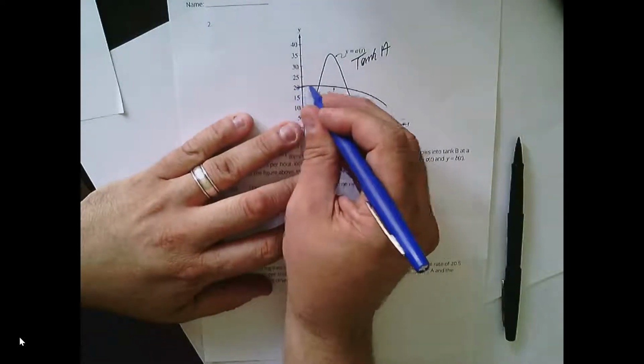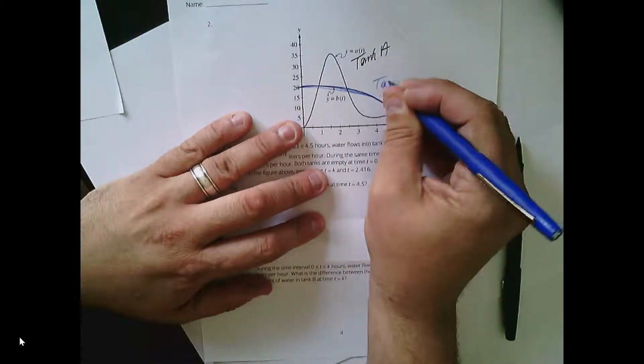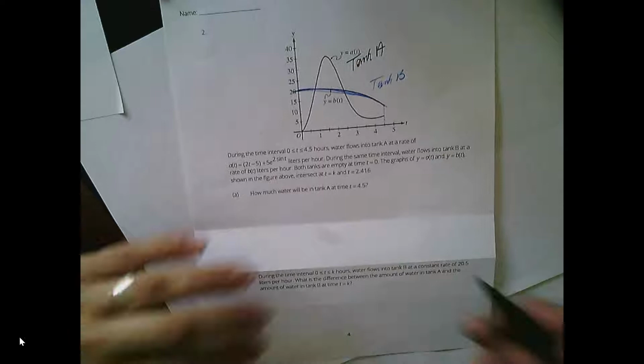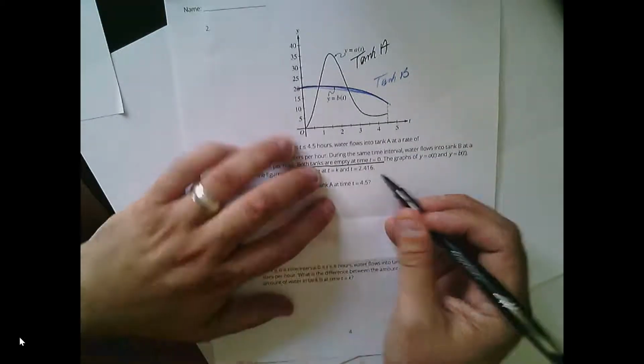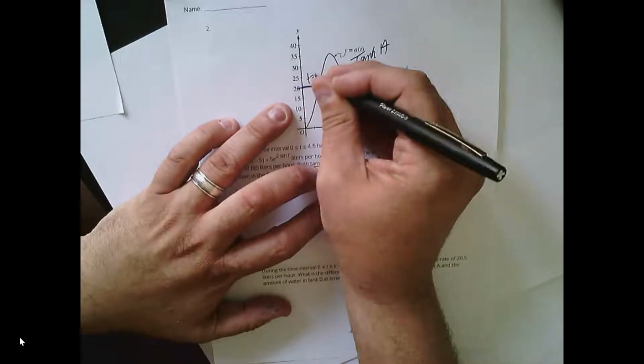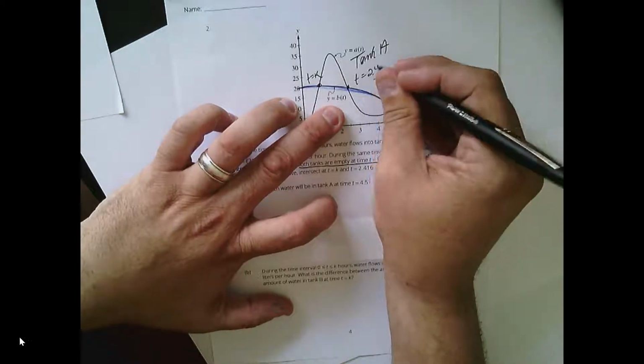Now, you might notice right away that when we talk about tank B, that's this graph, but at no point have they actually given us an equation for tank B. That's a little different. Both tanks are empty at time t = 0. The graphs of y = A(t) and y = B(t), shown in the figure above, intersect at time t = k and t = 2.416. So we have an intersection point at t = k and an intersection point at t = 2.416.